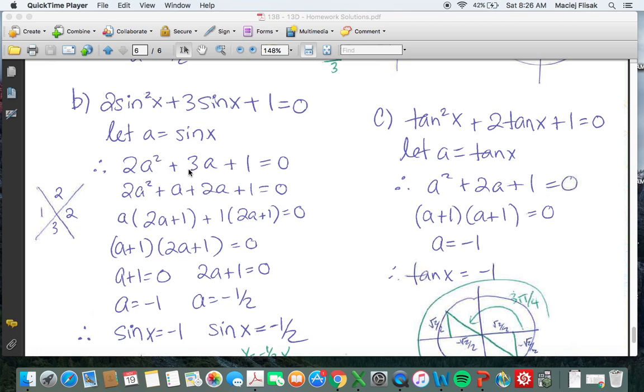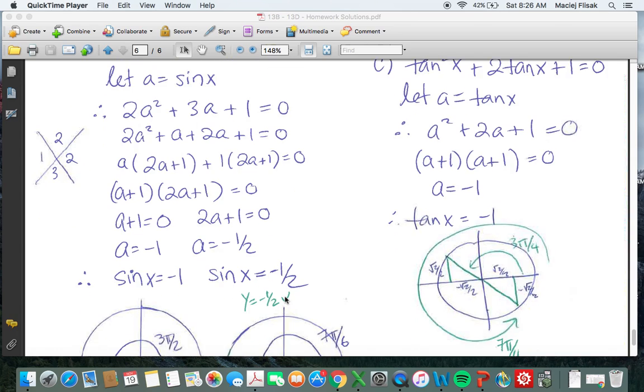Again, this is a quadratic. I'm factoring by grouping. And I end up with a plus 1 times 2a plus 1 equals 0. Again, we have two factors. Set each one equal to 0. A plus 1 equals 0. 2a plus 1 equals 0. Solve that. A equals negative 1. Solve this. A equals negative a half. Two possibilities.